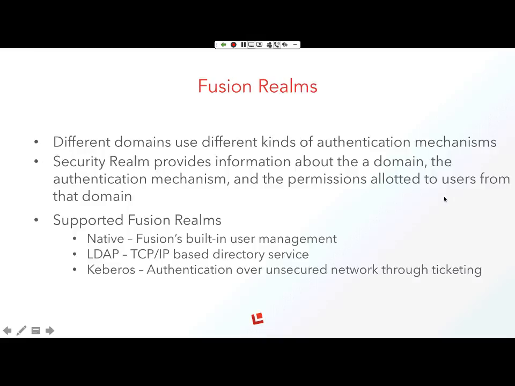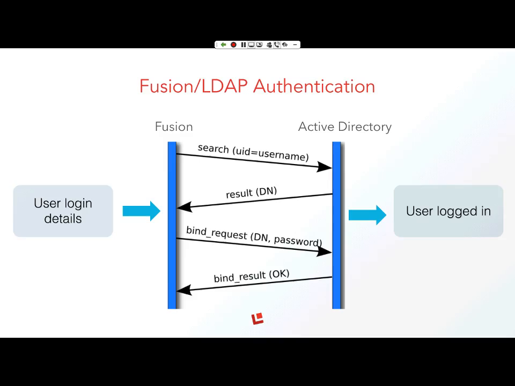A Fusion realm can be defined as a connection to your specific pre-existing security interface, such as Active Directory. It will use the users within Active Directory or an LDAP, and it will bind the users and allow access into the Fusion API and UI. In today's demo, I'll be discussing how to configure Fusion with an existing Active Directory.